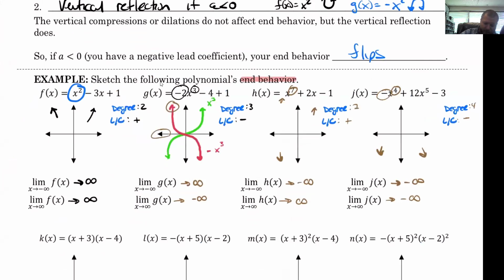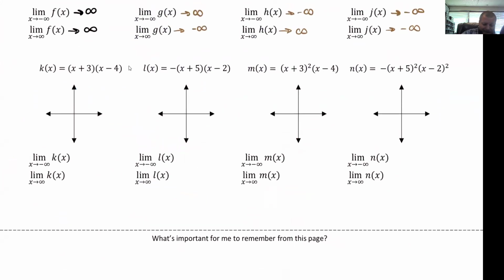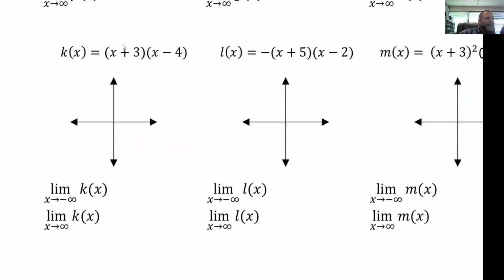So if I look at some of these other ones down here, now we have things in factored form, so we've got to be a little careful. Looking at the degree, I have an x here and an x there. If I multiply these two x's together, I get x to the second power, because x times x is x squared. So this is a second degree polynomial. Lead coefficient, well, this is positive and that's positive. If I multiply two positives together, I end up with a positive number. So this is just a regular old quadratic, infinity to infinity as its end behavior.